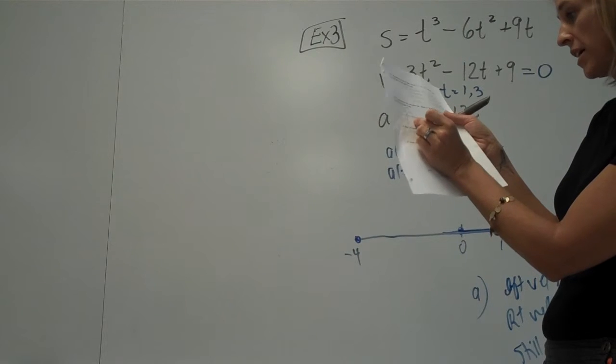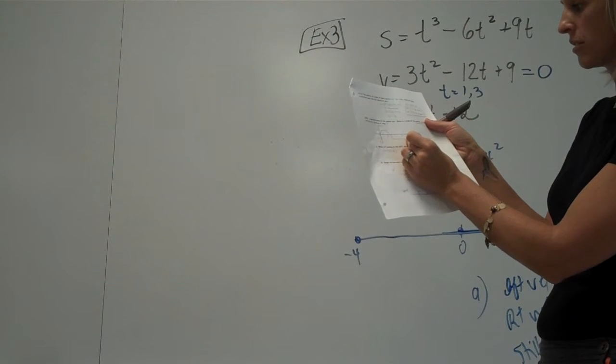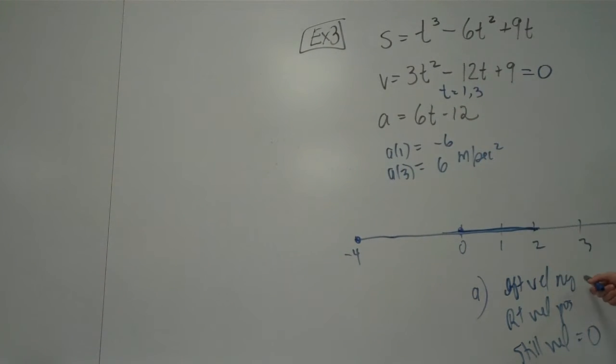2 and 3, and also 5 and 6. So the velocity is negative, or I'm moving backwards, between 2 and 3, and 5 and 6. I can write it like interval notation like that. Does that make sense? This is like a huge concept, actually.